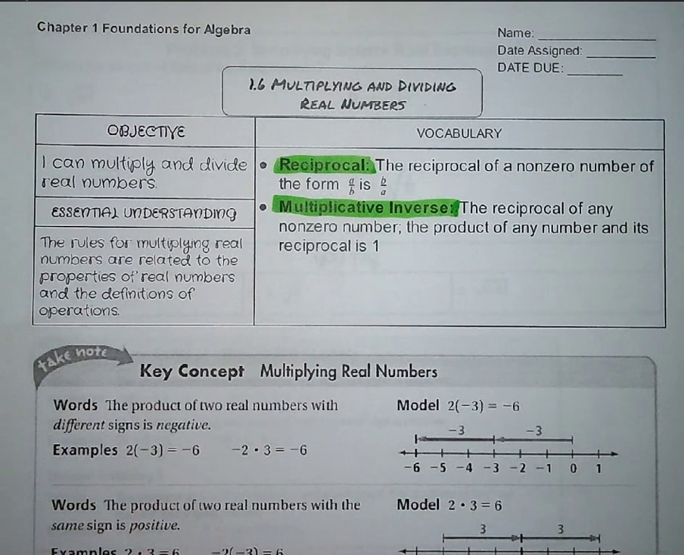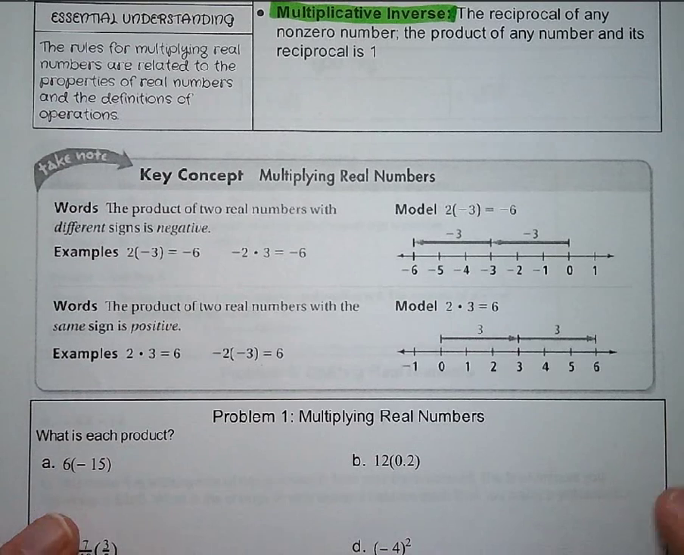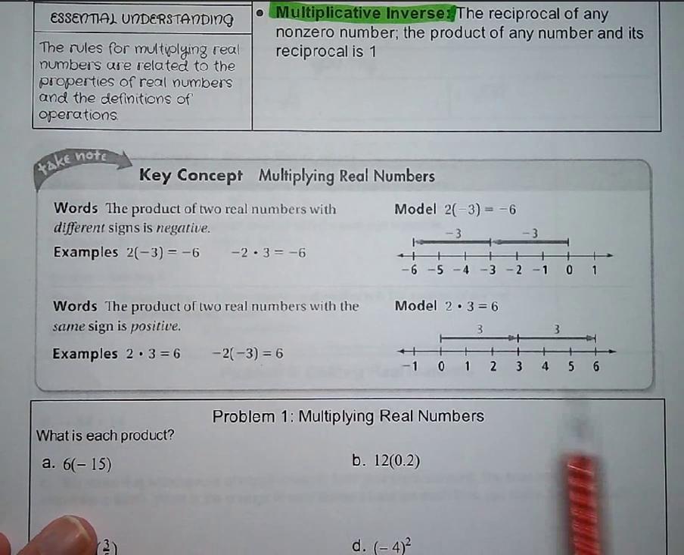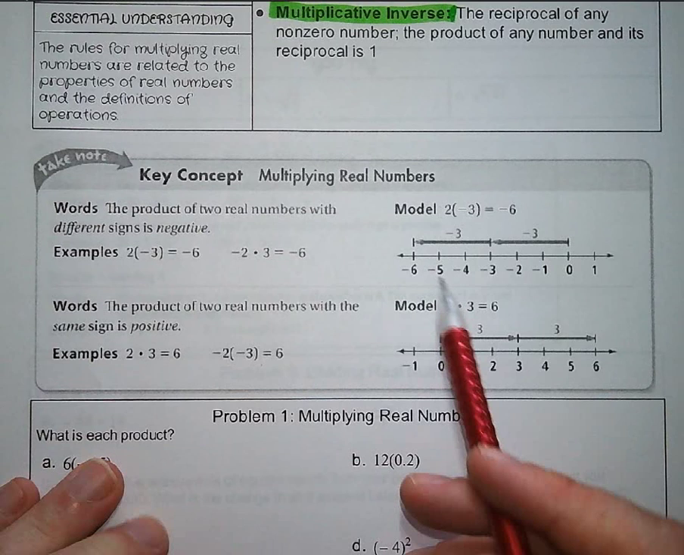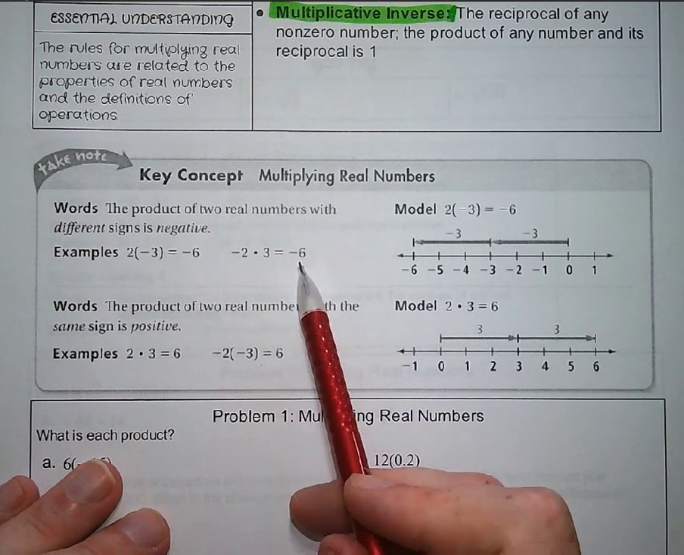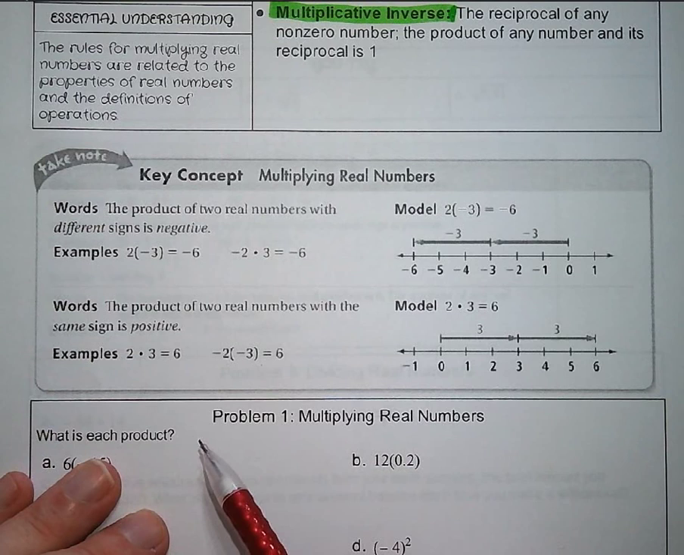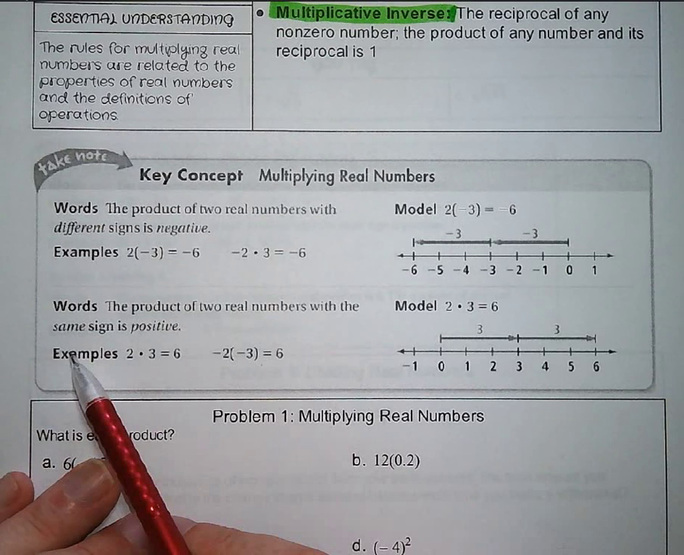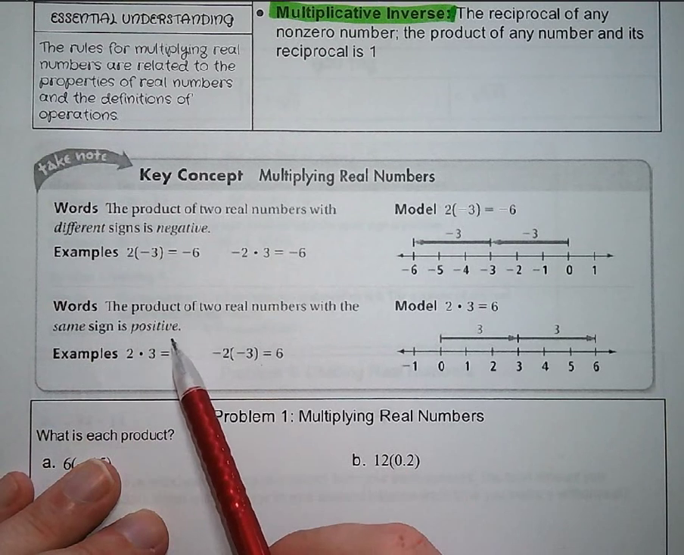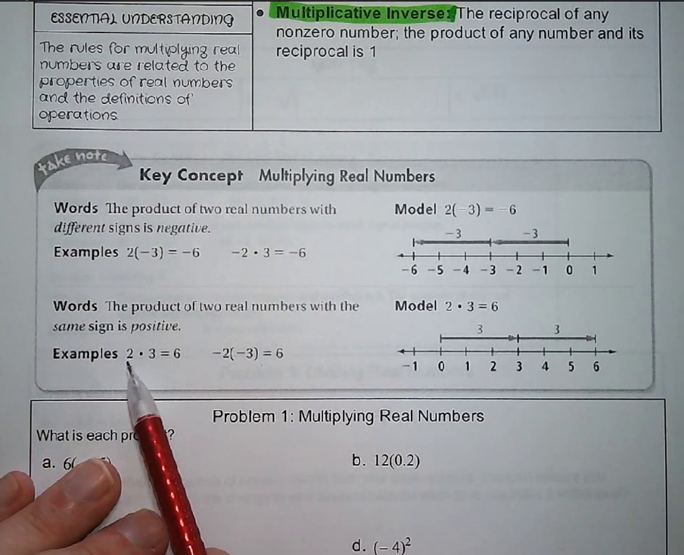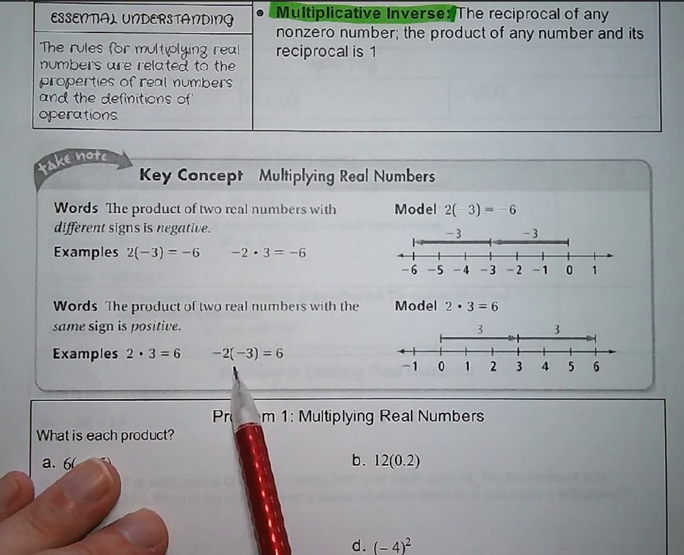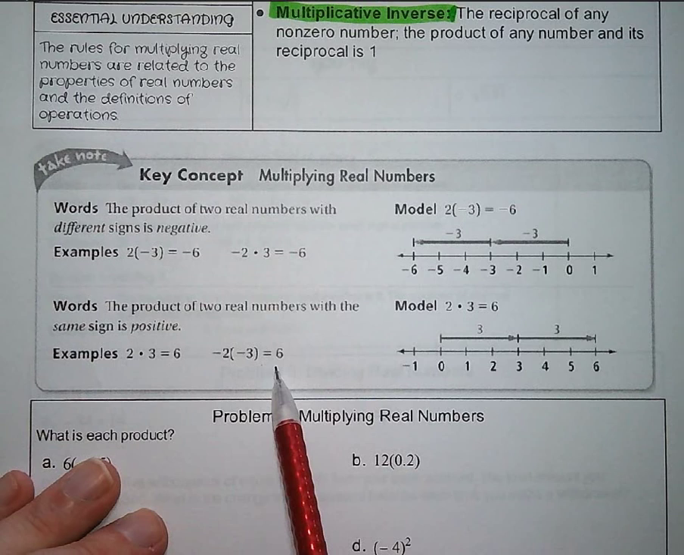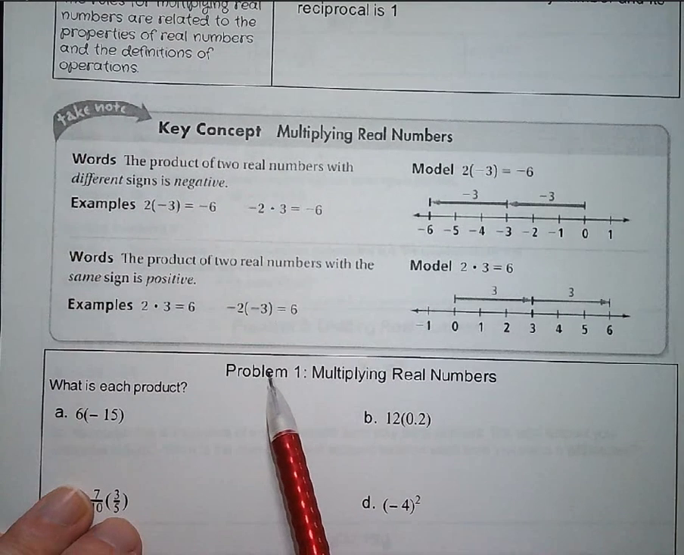All right. So our key concept for multiplying real numbers: the product of real numbers with different signs is always going to be negative. So negative 2 times 3 is equal to negative 6. The product of two real numbers with the same sign is always positive. So 2 times 3 is 6. Negative 2 times negative 3 is 6. All right, so this is a rule that you guys need to memorize.